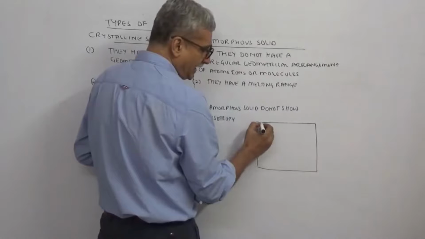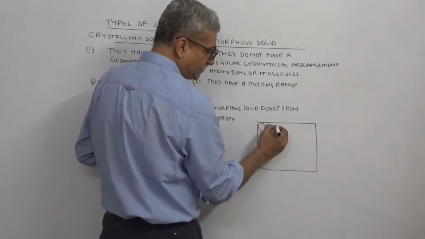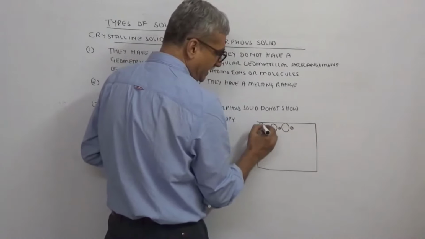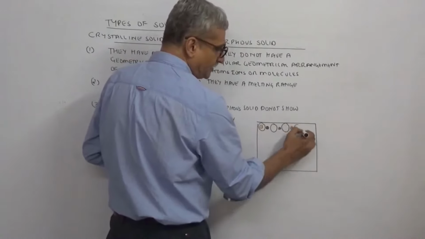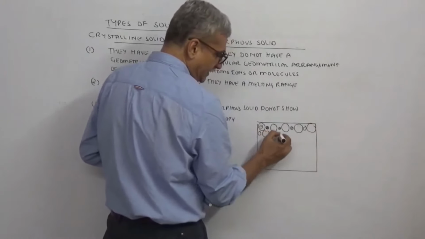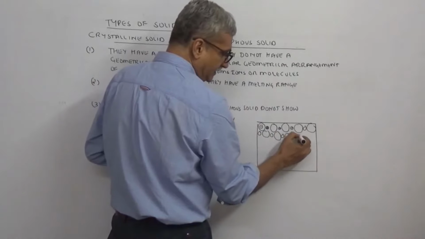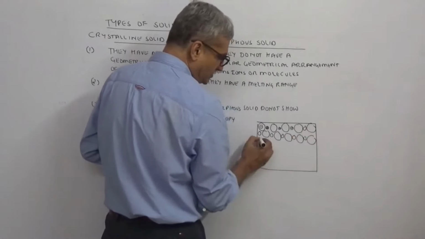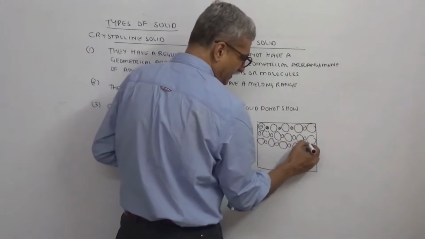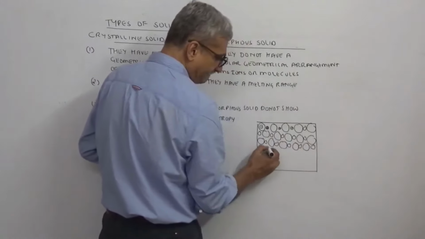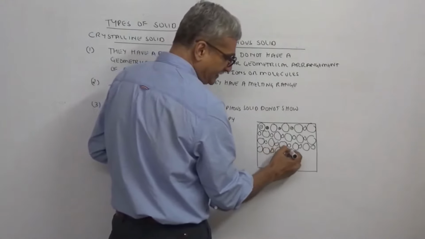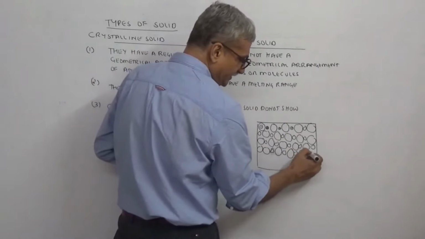you have anion generally larger, cation smaller. Anion is larger, cation is smaller. So this is anion, this is cation. So anion, cation, anion. Then here cation, anion, cation, anion, cation, anion, cation, anion, cation, anion. So this will be anion, cation, anion, cation, anion, cation, anion, cation. And then this will be repeated. So now what happens is, okay, let me fill this up. Otherwise what will happen?